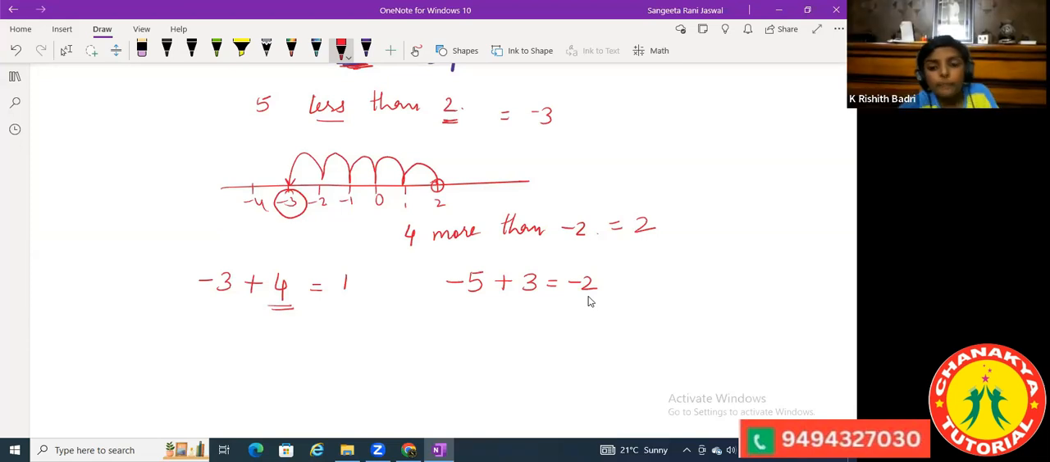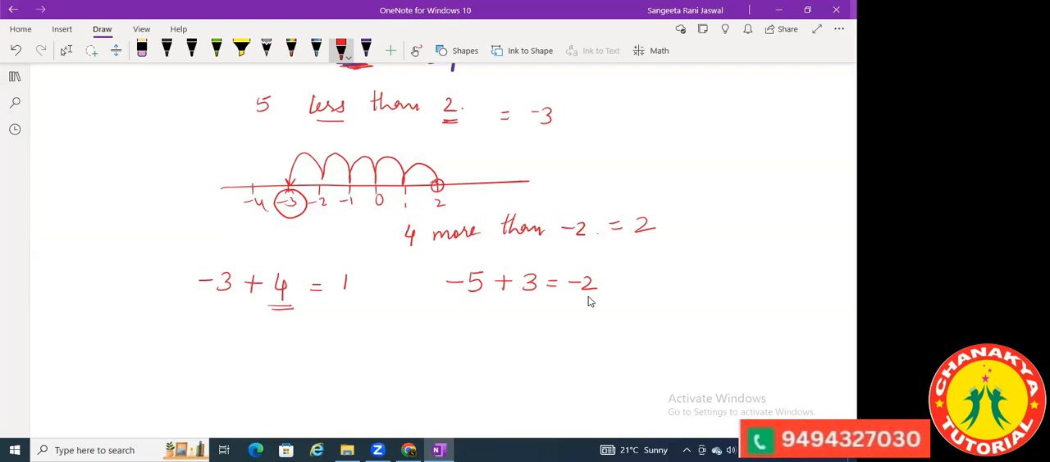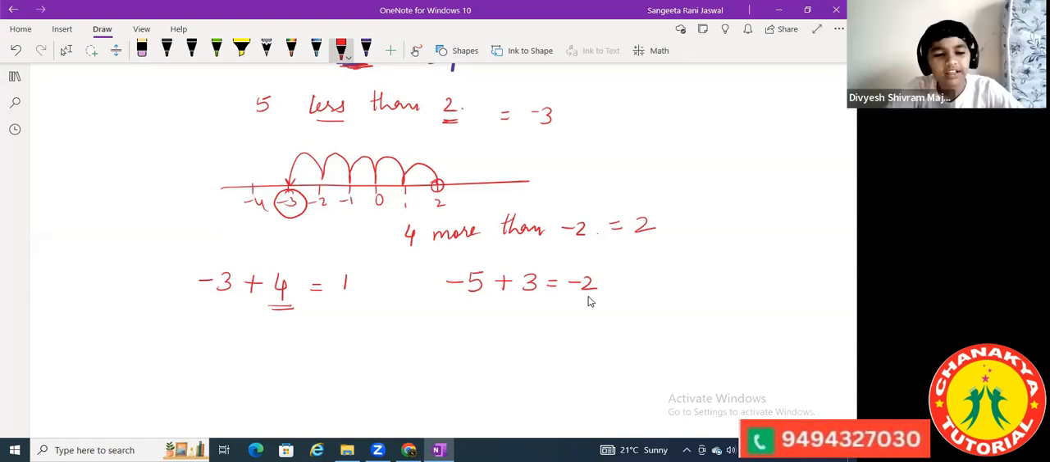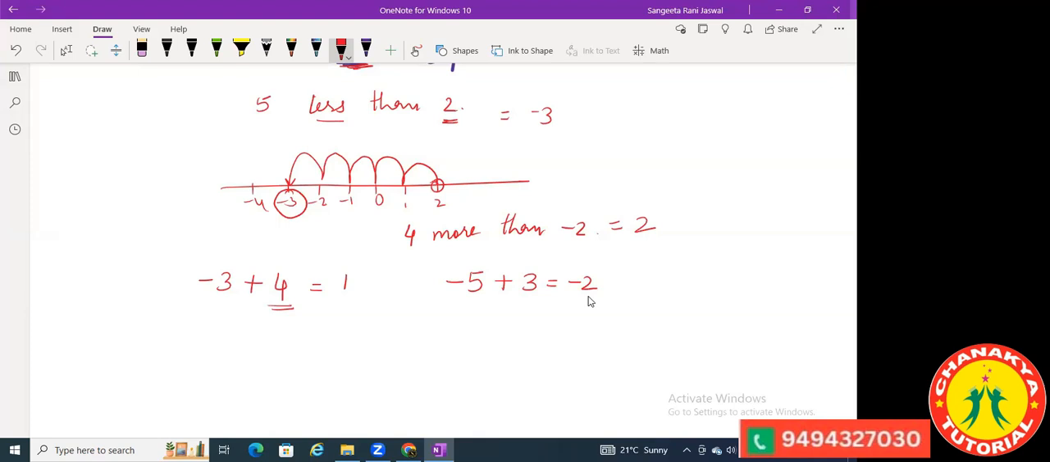Ma'am, in my school they have taught like minus into plus is equals to minus, plus into plus is plus. Yes, those are sign rules, we will do that also. In our school, they taught like opposite signs, subtraction, and same signs, addition. Okay, great. So sign rules also we will do.